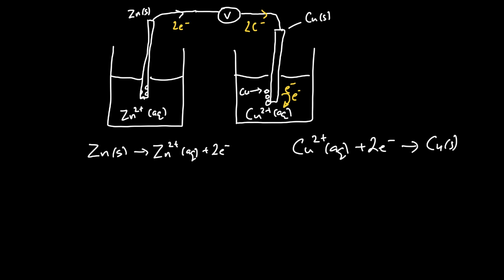Now, it turns out that when you do this, nothing actually happens after a fraction of a second. The reason for that is that when the zinc ions are formed in the left-hand beaker, the left-hand beaker gets a positive charge.